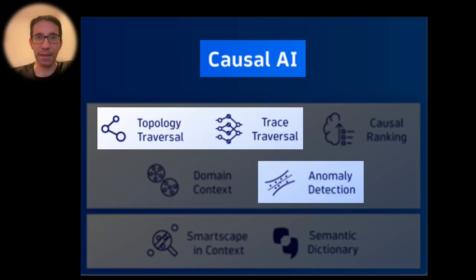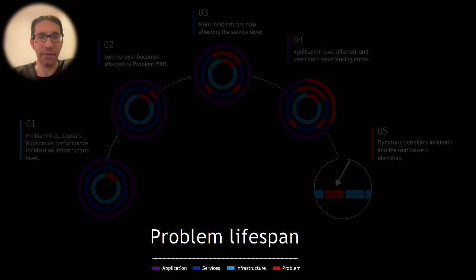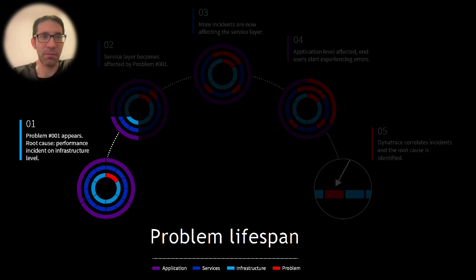Okay, the second component of our machine learning offering is the causal AI. Here the task is to tell what is the actual cause of a given problem, to understand what it is and what we actually mean with problem. Let's have a look at the lifespan of a problem. So in this example, the problem first appears on the infrastructure layer. That means an actual PC, a computing element, maybe a disk breaks.